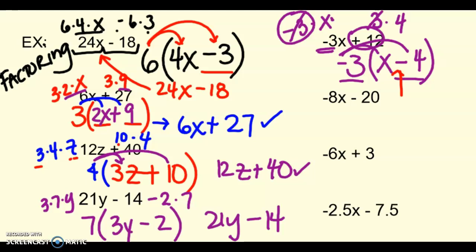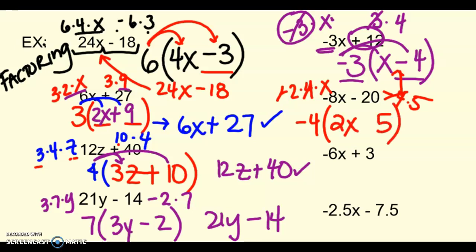Negative 8x minus 20. So my factors of negative 8x: looks like the greatest common factor is going to be 4. So negative, a 2, and a 4, and an x. And then negative 20 is a negative, and a 4, and a 5. So they share that negative 4. Cool, that's my greatest common factor. I've used that. The first term has a 2x left, the second term has a 5. And I just want to check my signs. Negative 4 times a positive 5 is going to give me this negative 20.